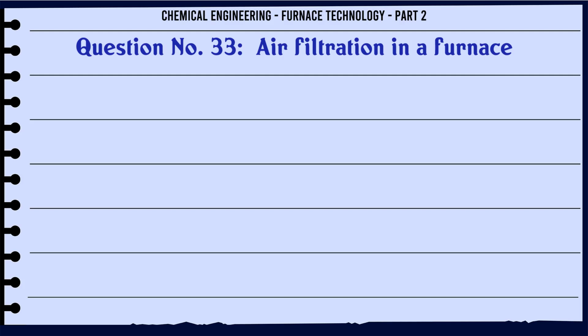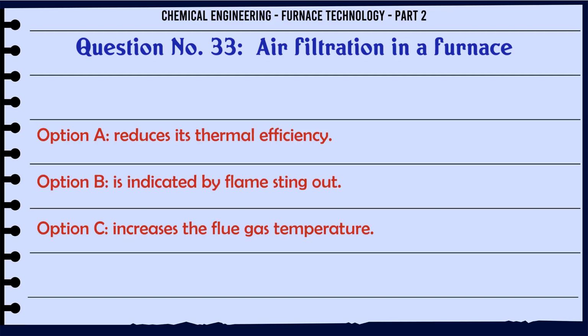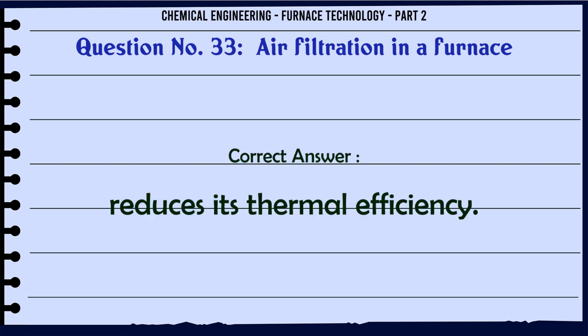Air infiltration in a furnace. A. Reduces its thermal efficiency. B. Is indicated by flame streaming out. C. Increases the flue gas temperature. D. None of these. The correct answer is reduces its thermal efficiency.